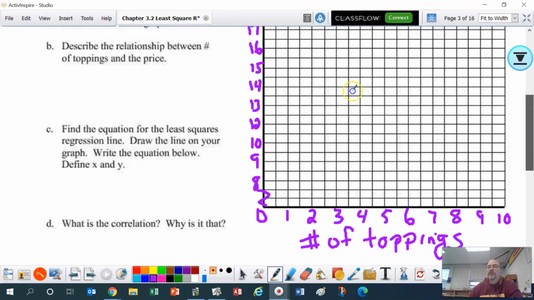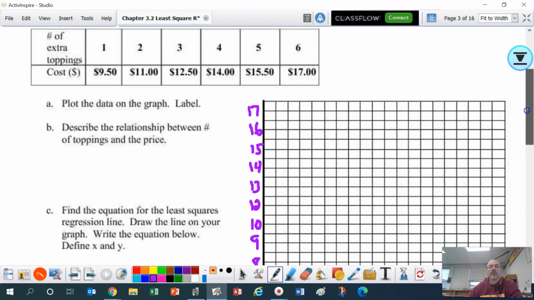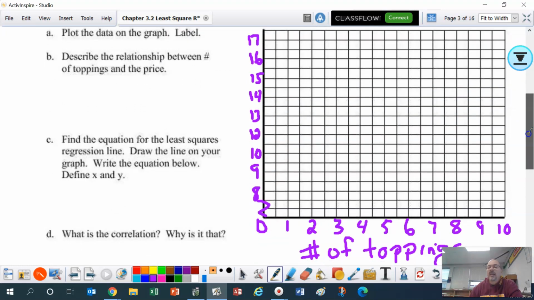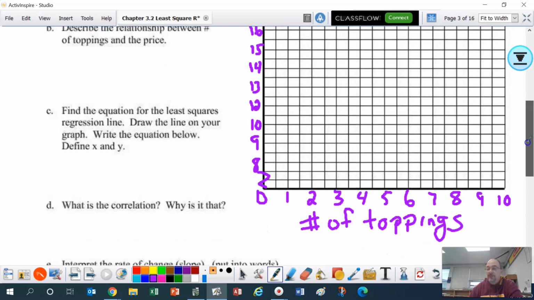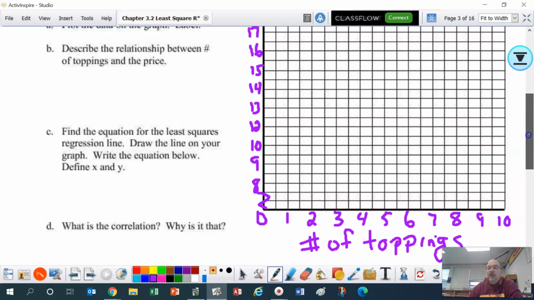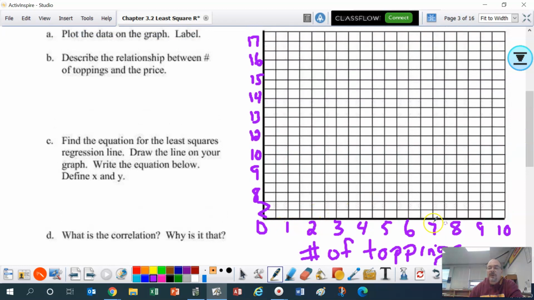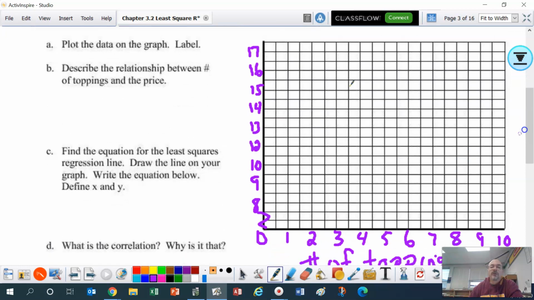So what I did was I put the number of extra toppings on the x-axis because that's the explanatory variable. The number of toppings explains how much it's going to cost. Now I skipped every other line to spread it out because I don't want to put it all down in this corner. I also skipped every other line for the dollar amount. So I went 8 here and then this will be 8.50, 9, 9.50, 10. It's too cramped to try to put the 50 cents in there.